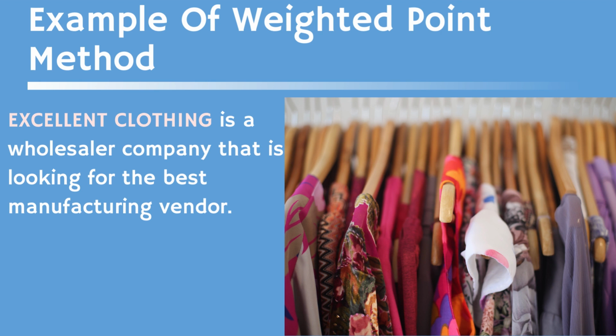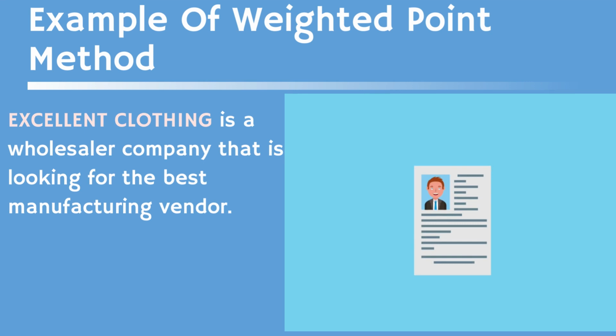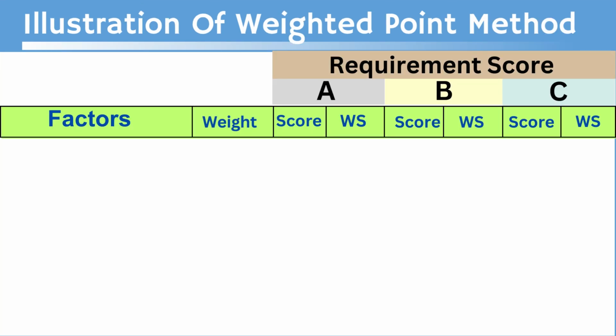Excellent Clothing, a cloth wholesaler company, is on a search for the perfect cloth manufacturer to represent their brand. With 3 manufacturers on their list, they wanted to ensure they made the right choice. That's why they decided to adopt the weighted point method for vendor selection. Here is the illustration table for your better understanding.